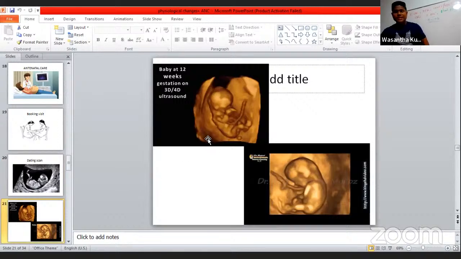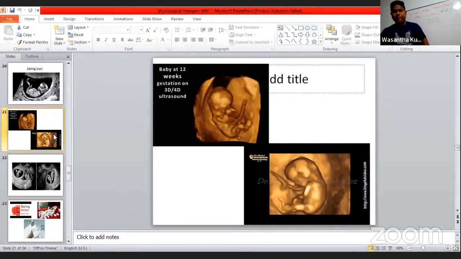This is a 3D picture, just for interest. If you want, you can do a 3D scan. You can have a better picture, but even a 2D scan is enough for a dating scan.